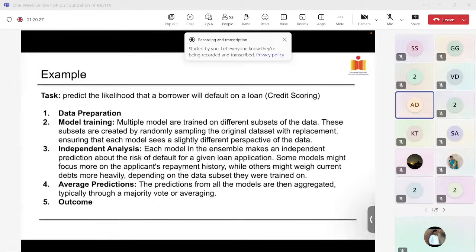Okay, so let's maybe look at a very simple example. You want to predict the likelihood that a borrower will default on a loan based on the credit scoring. So again, you take multiple models that are trained on different subsets of the data set, and then each model in the ensemble will make an independent prediction about the risk of giving a loan. Then you average out the predictions and you get your final outcome.